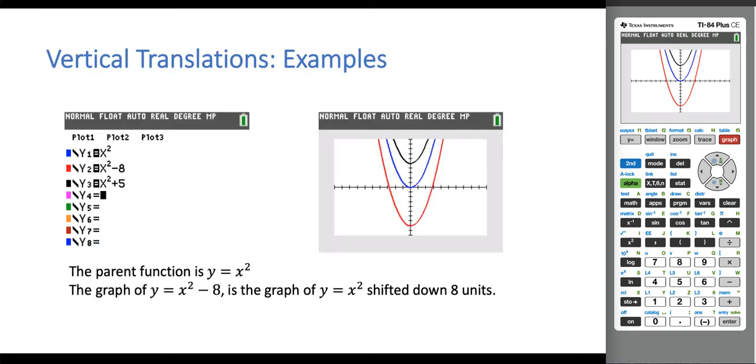Let me go back to that previous screen. Notice this x squared minus 8. No parentheses in this problem. Shifted up, shifted down. Minus sign down, plus sign up.